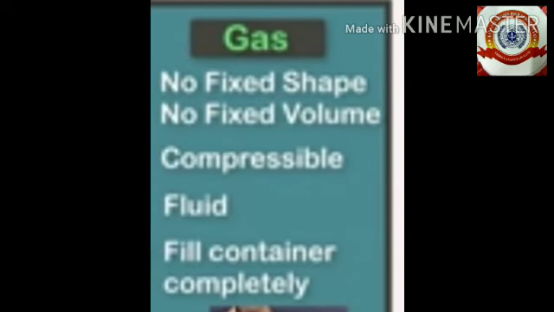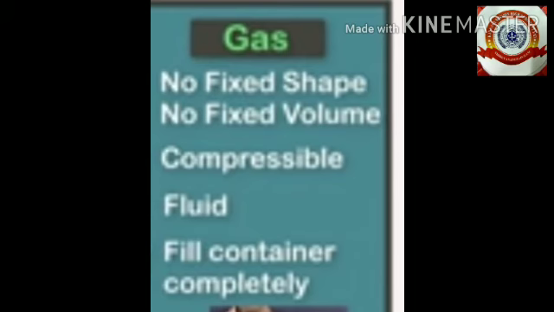So these are the properties of gases we discussed. Gases have no fixed shape and no fixed volume. Gases are compressible. Gases are fluid. They can fill the container completely.